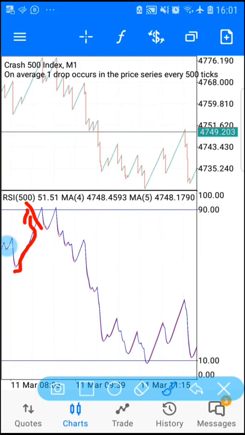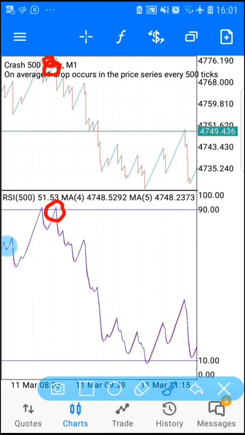So remember what we're looking for. We want the market to come, touch that 90 level, spike down, but we don't enter immediately. What we do is we wait for it to come back and touch that level again. When it touches that level again, then we enter. So where would our entry be? Our entry would be here.